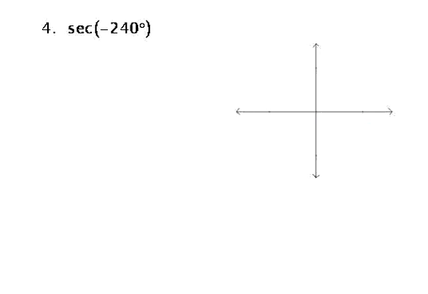Let's take a look at another one. So finally, we're getting a reciprocal graph. And the secant of negative 240 is equal to 1 over the cosine of negative 240. So we don't need to worry too much about the secant. We worry about the cosine. And once we get the cosine worked out, we flip our answer over. It's just the reciprocal.